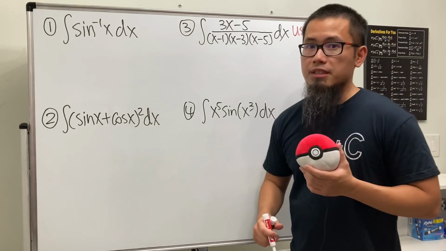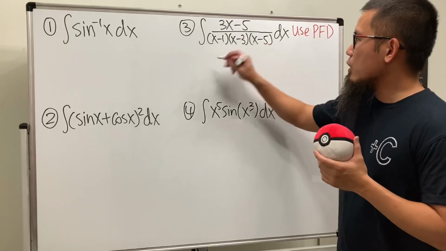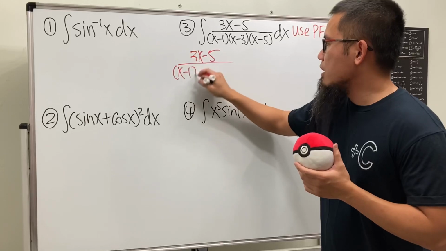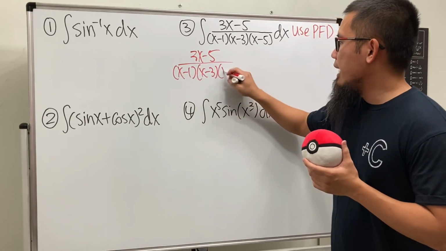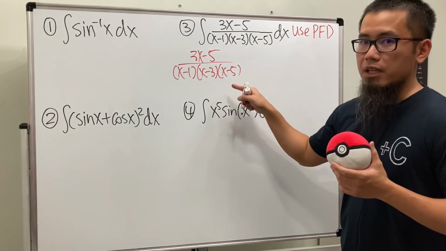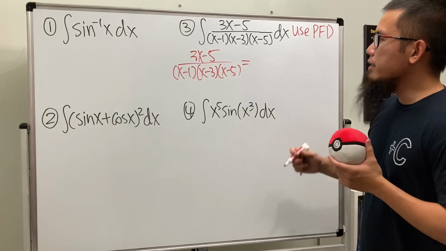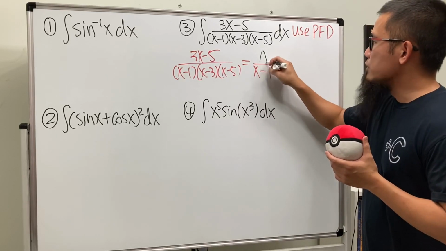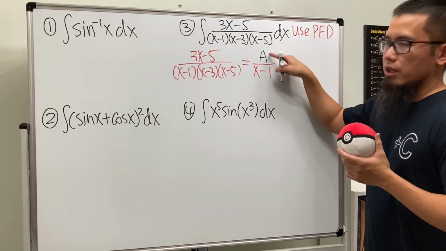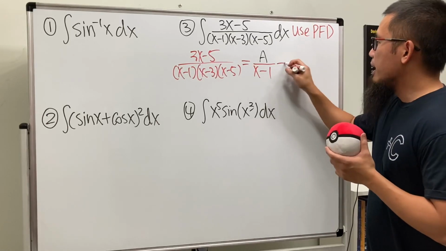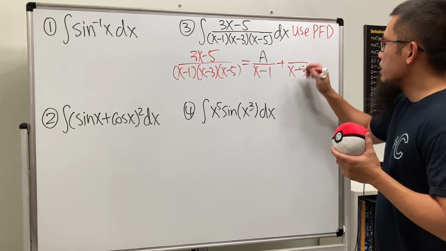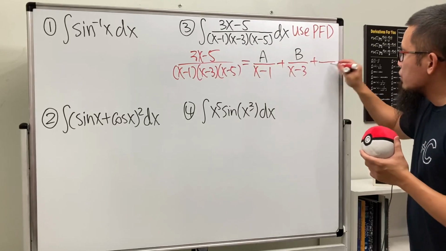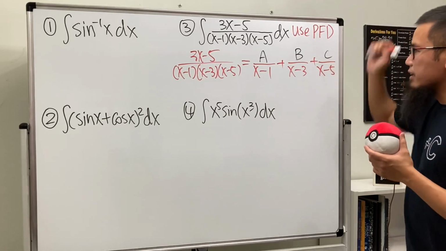And let's also talk about the setup, because that's the most important step. So let's write down 3x minus 5 over the denominator, which is nicely factored for us already, and the degree on the top is less than the degree on the bottom. So the breakdown is going to be this for the first denominator, and the top will be just a constant a because this is linear, and this is 1 degree less than that. The next one is x minus 3 with a constant b on the top, and the last one is x minus 5 and then c on the top.